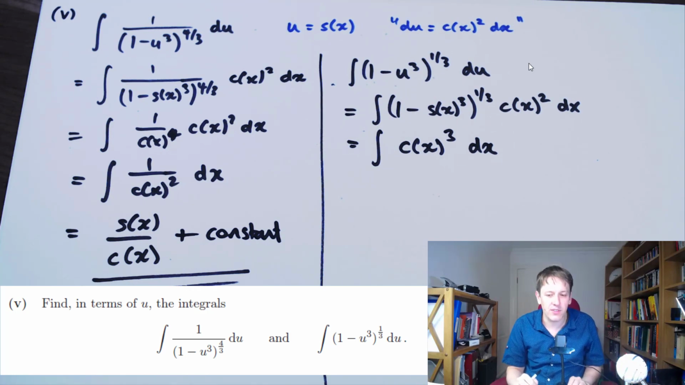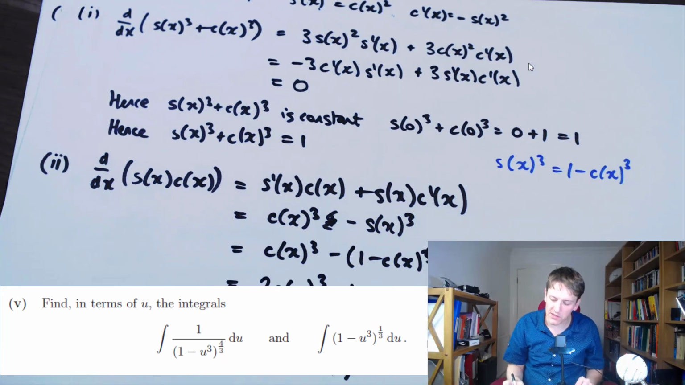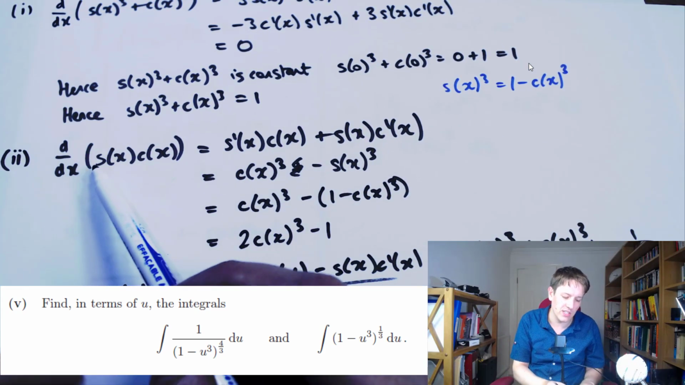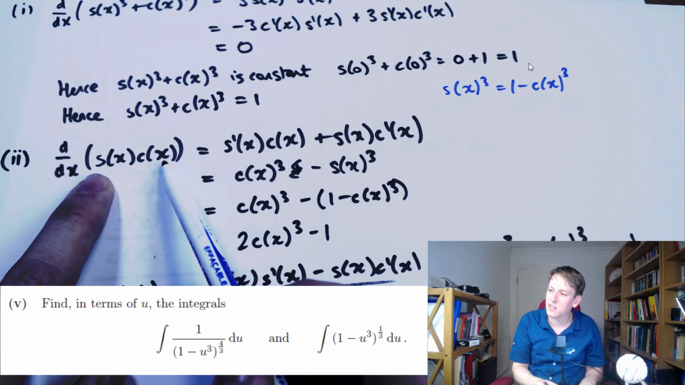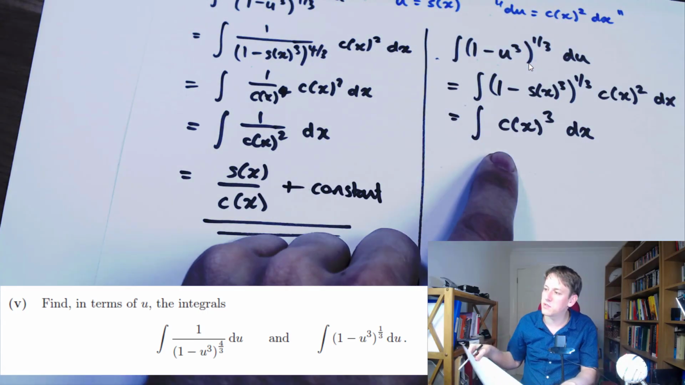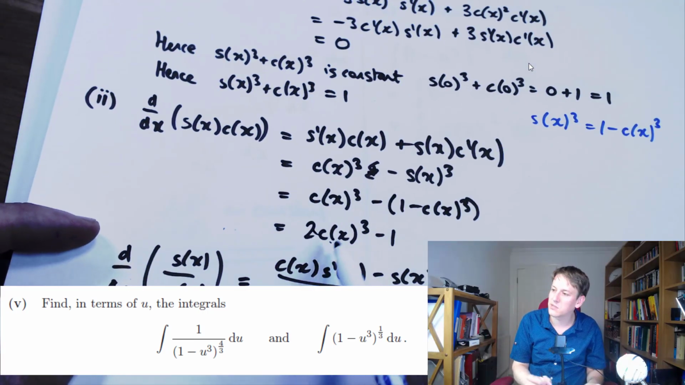I thought about this for a little while and then looked back to my previous answers and thought, well, hang on, we've just used this result. What about the other result in the part of the question there? We showed that the derivative of s times c was 2c of x cubed minus 1, right? So that thing we're trying to integrate here, c of x cubed, I've got an integral result that looks a bit like it.